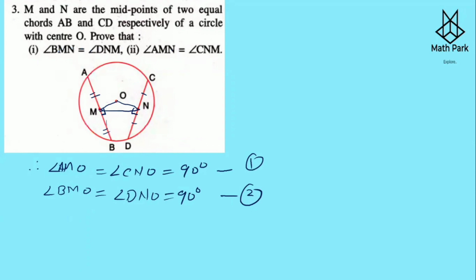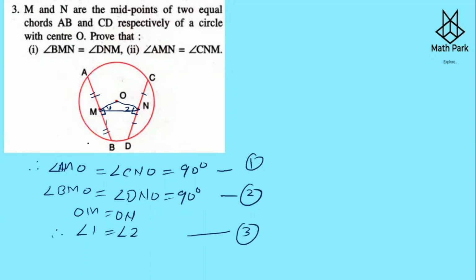So since OM is equal to ON, equal chords are equidistant from the center. So you have OM is equal to ON. Therefore, you get these angles equal. That is angle 1 is equal to angle 2. This angle 1 and angle 2 are equal, by the isosceles triangle property.